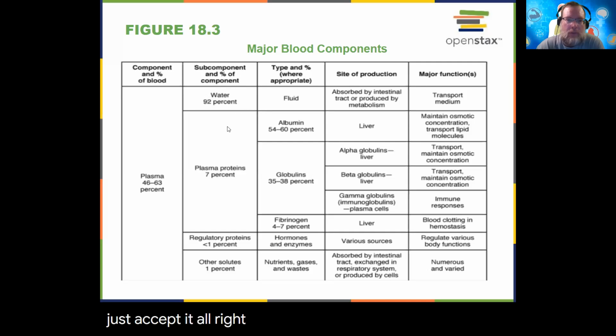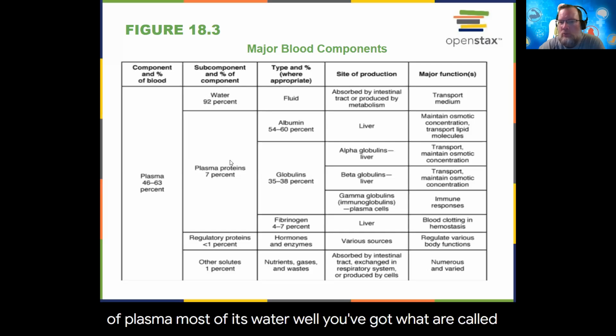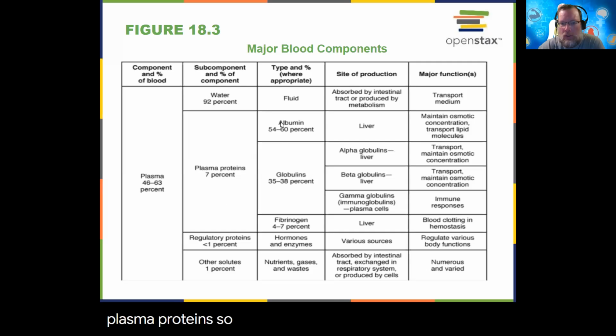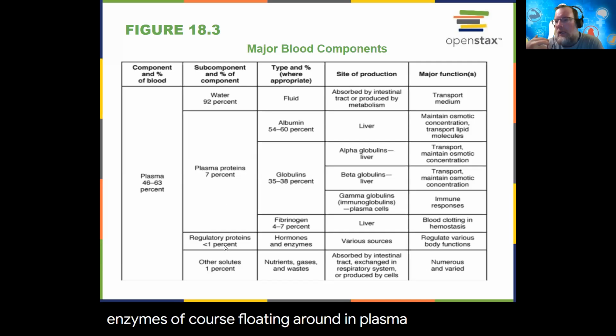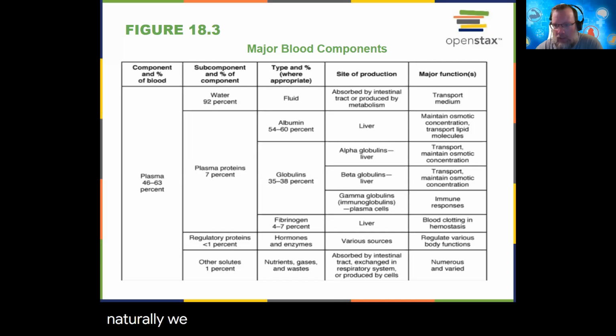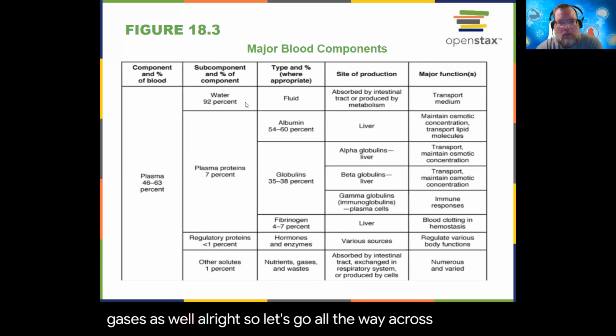All right, it's everywhere. So anyway, what's the rest of plasma? Most of it's water. Well, you've got what are called plasma proteins. So we'll look at a couple of those in just a second. And then we've got a few hormones and enzymes, of course, floating around in plasma. And then naturally we see nutrients and wastes. We might see some gases as well.